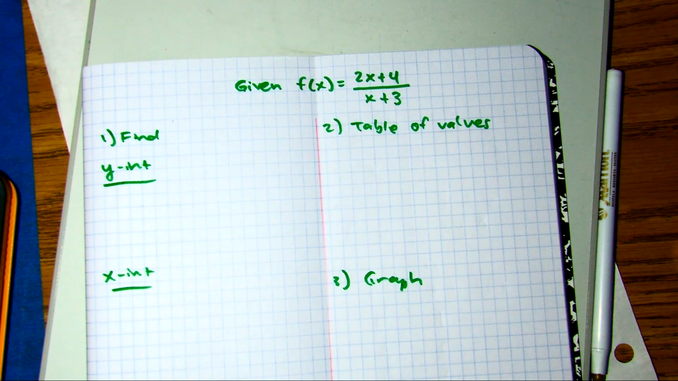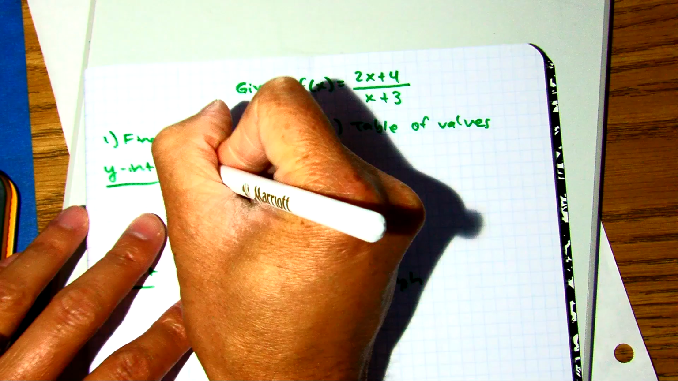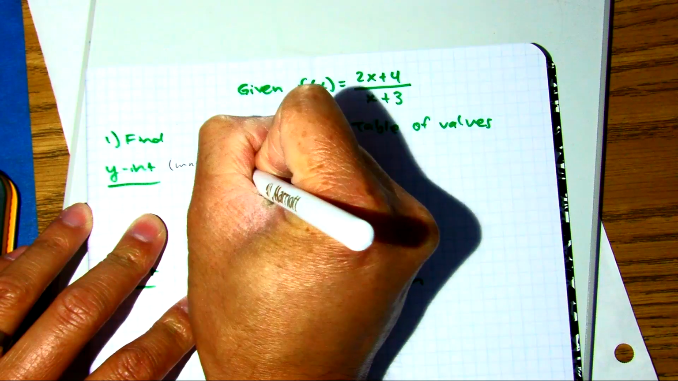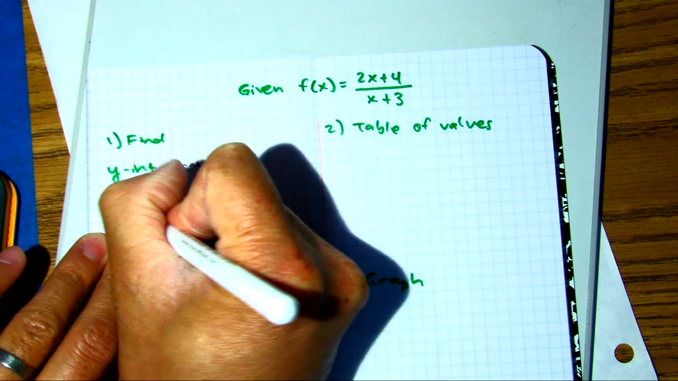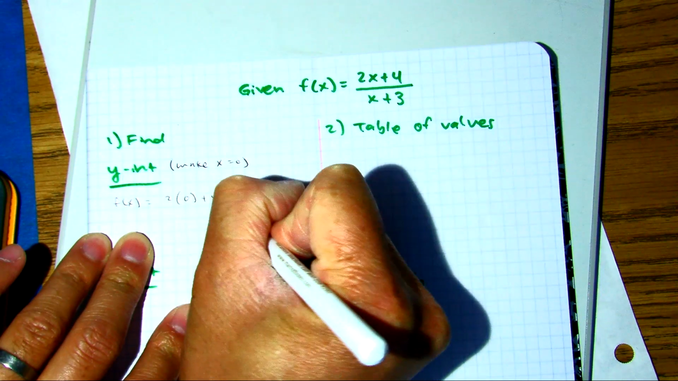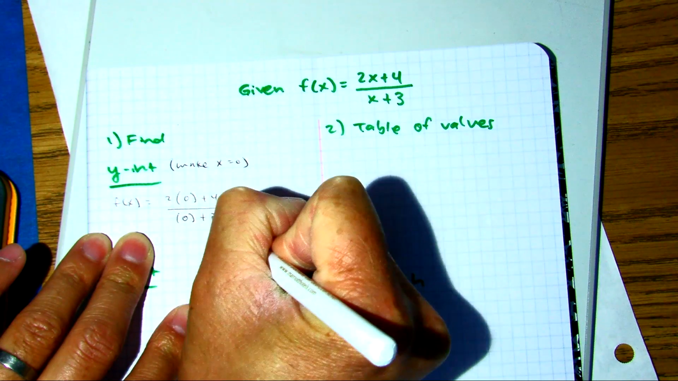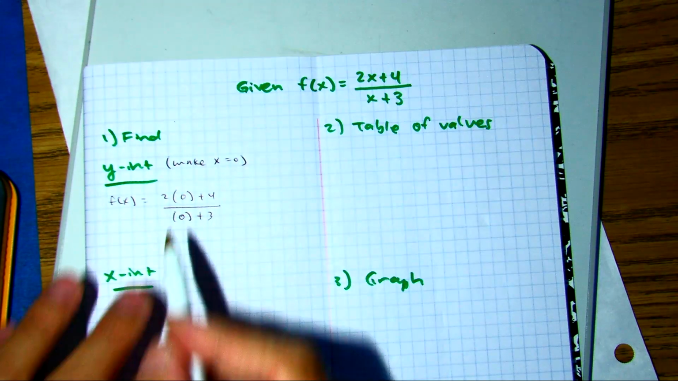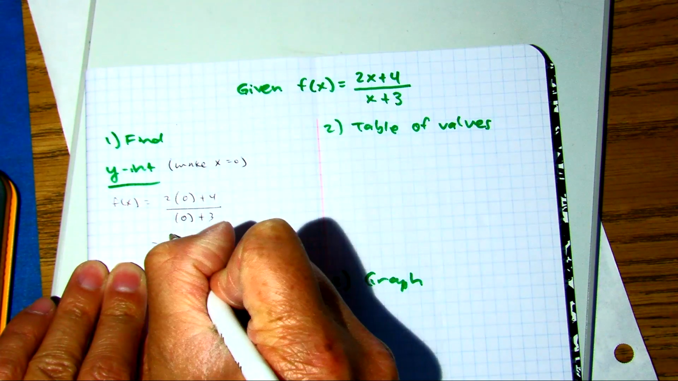Cynthia, how do you find a y-intercept? Make x equal to 0. f of x equals 2 times 0 plus 4 over 0 plus 3. Class, 2 times 0? 0 plus 4. 0 plus 3.